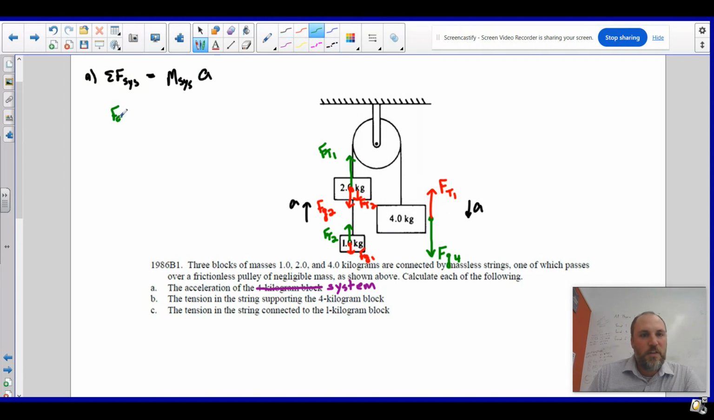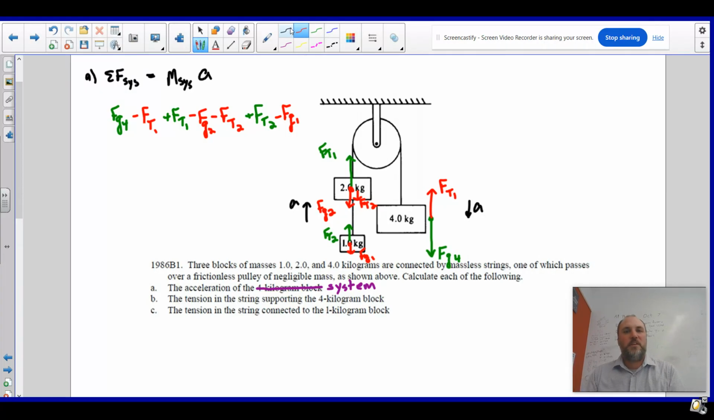So starting with FG4, that's in the direction of motion, minus the tension on the 4 kilogram, we called that T1. Keep following that string back over to the 2 kilogram. You have an FT1 in the direction that the system moves. Then you have a weight of the 2 kilogram against the motion of the system and a tension in the second string. We called that FT2. And then moving down to the 1 kilogram, you have FT2 upward in the direction of the acceleration, and then downward we have the weight of the 1 kilogram, FG1. Okay, so that was a lot.